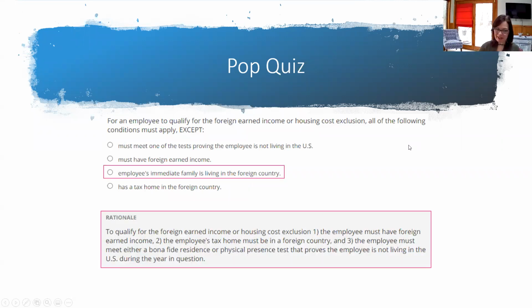Yes, the employee's immediate family is living in the foreign country. That's not a condition for this.